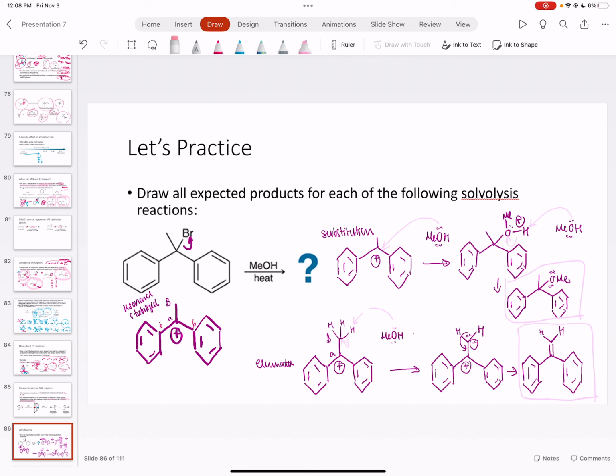So then let's practice. Draw the expected products for the following solvolysis reaction. For some of them, I'm not really going to draw the product, because I want you to be able to make a little list.